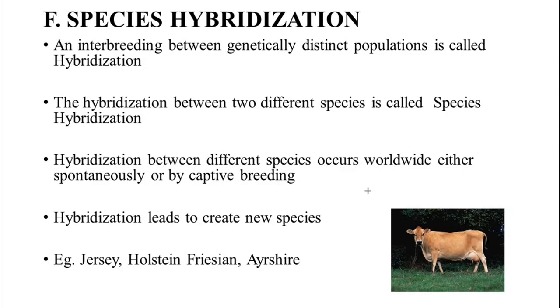And what is the advantage of hybridization? Hybridization leads to the creation of new species. For example, Jersey, Holstein Friesian, Ayrshire and many others are hybrid species, from which we are getting better quality and high yield of milk, as well as better quality of meat.